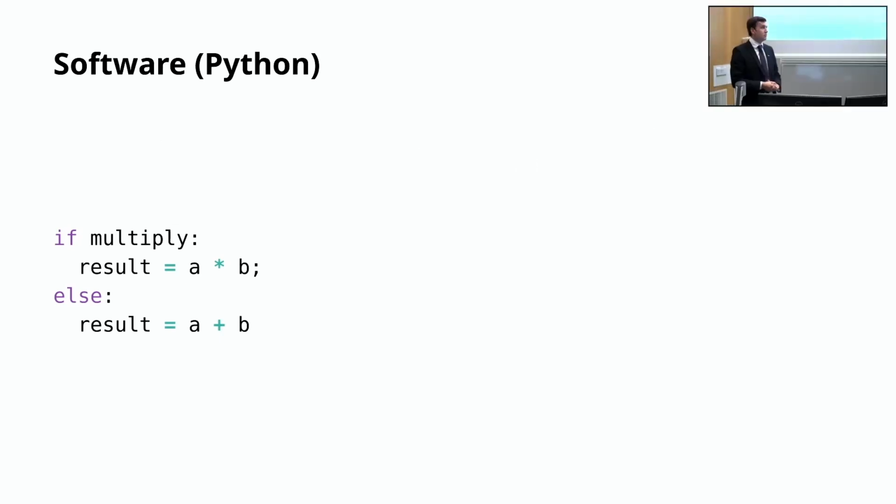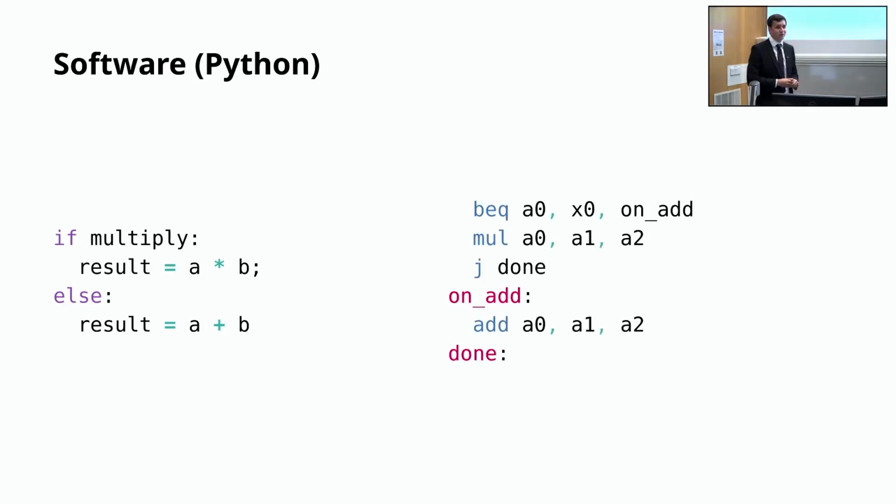And then I would write a program in a programming language that tells the computer what to do. If the user wants to multiply some values, set the result to a times b, otherwise set the result to a plus b. And the computer doesn't understand this natively. It doesn't understand what these things mean, at least not directly. But with a compiler, we can transform this into something the computer understands. So a sequence of instructions.